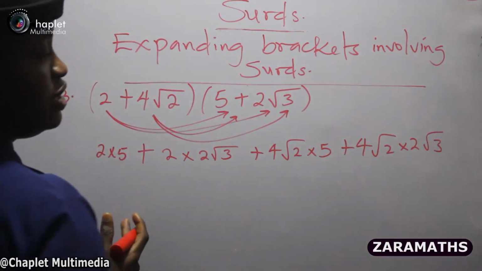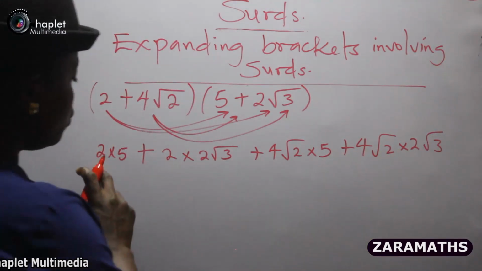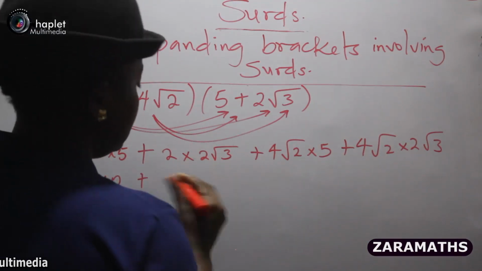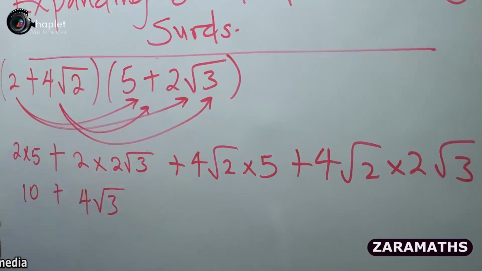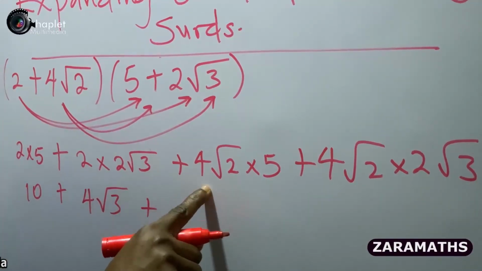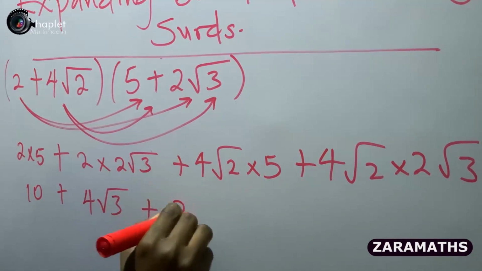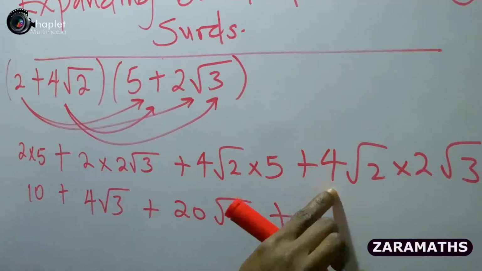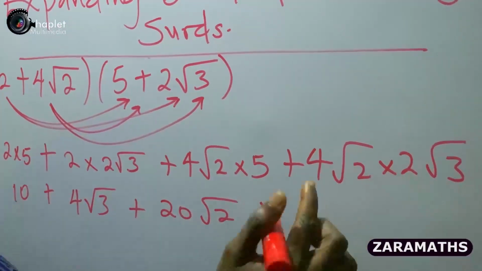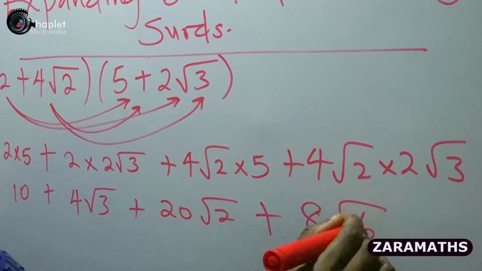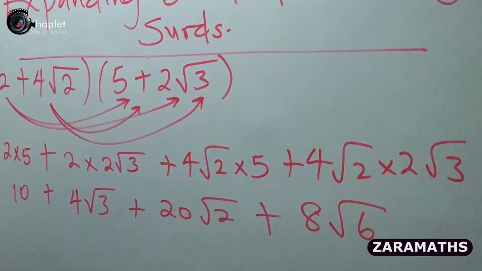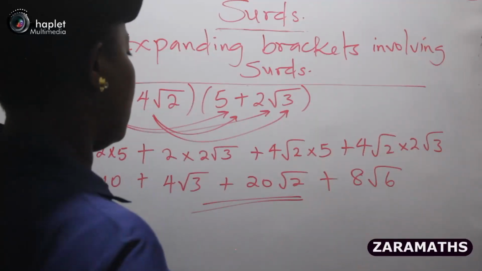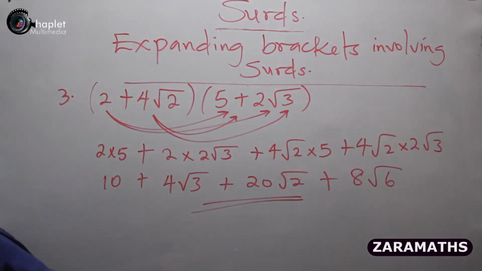So you have succeeded in expanding. So you solve it out. 2 times 5 is 10 plus 2 times 2 root 3 is 4 root 3 plus 4 root 2 times 5 is 20 root 2 plus 4 root 2 times 2 root 3 is 8 root 6. If you go back to the multiplication of surds, this is the final answer, unless you want to factorize it out.